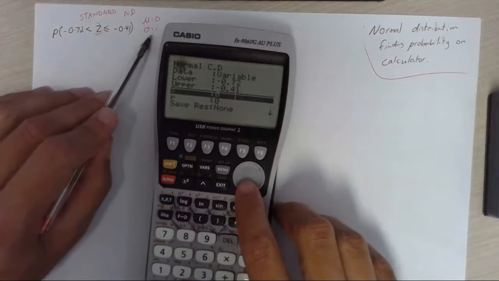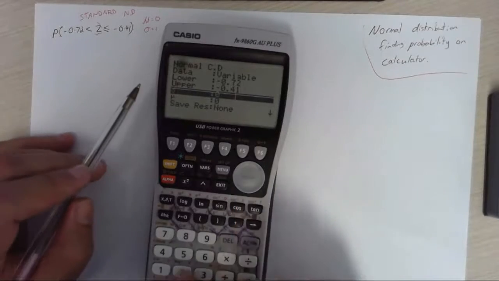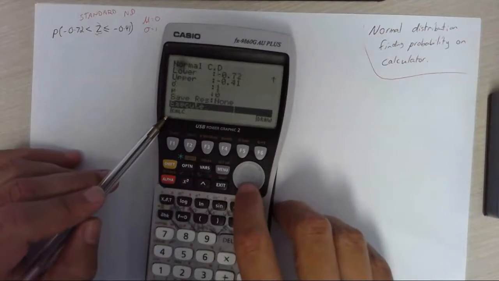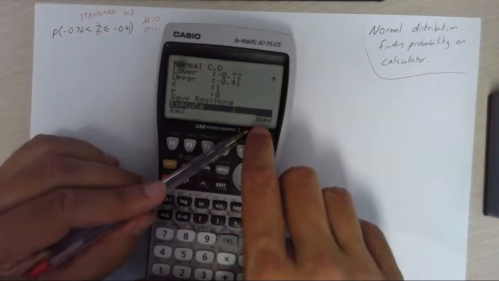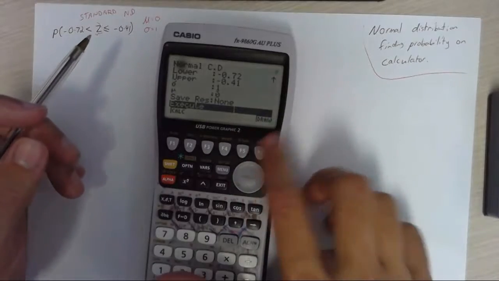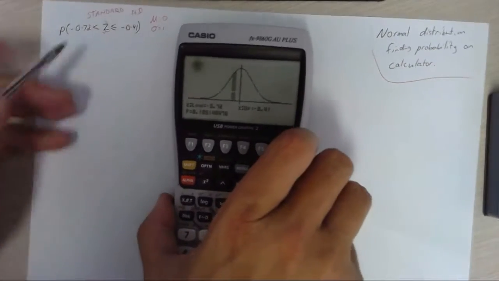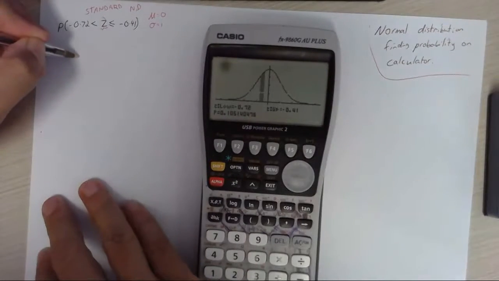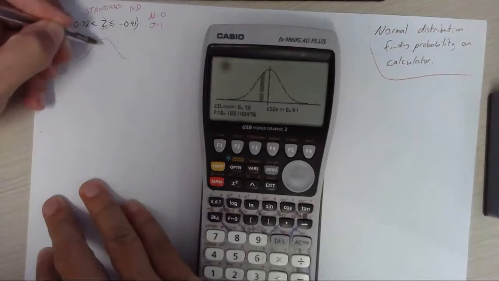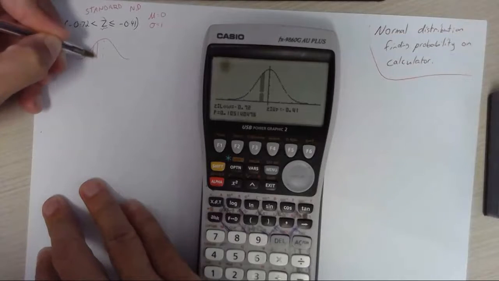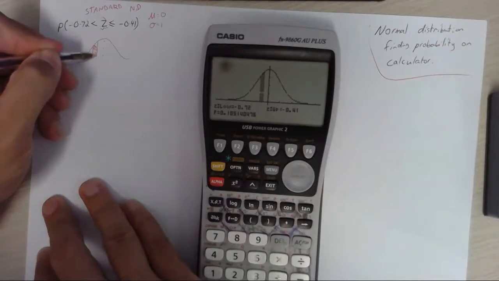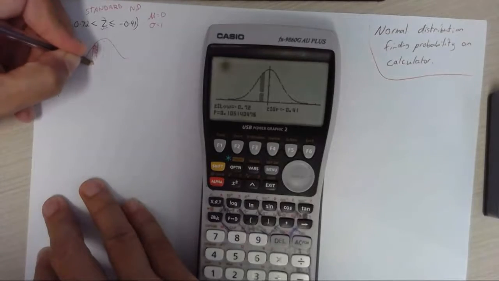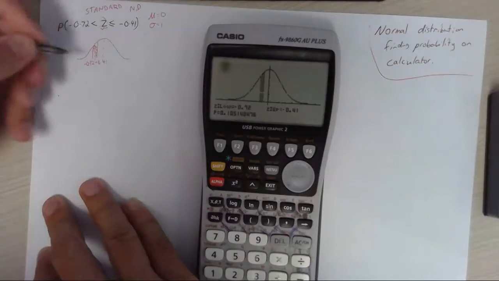Now we need to make sure these are filled out correctly. This is the standard deviation, it's 1. This is the mean, it's 0. Now go down a little bit further and you'll see the word draw appear here. I'm going to draw this. And it gives us this handy little thing here. It's a drawing of the standard normal distribution, and then a little area coloured in which represents our probability between negative 0.72 and negative 0.41.